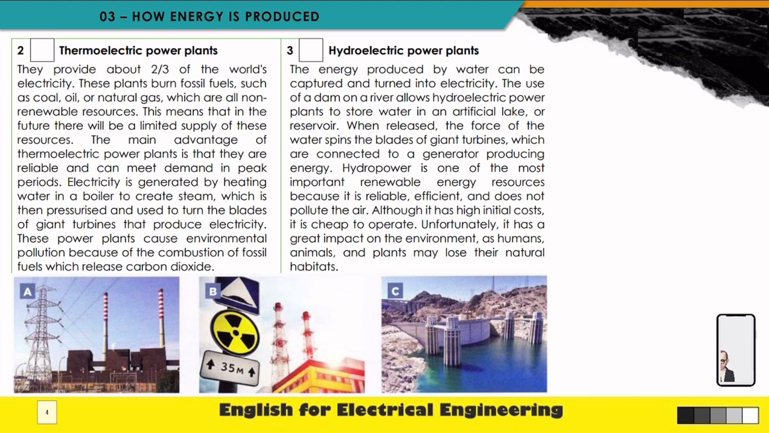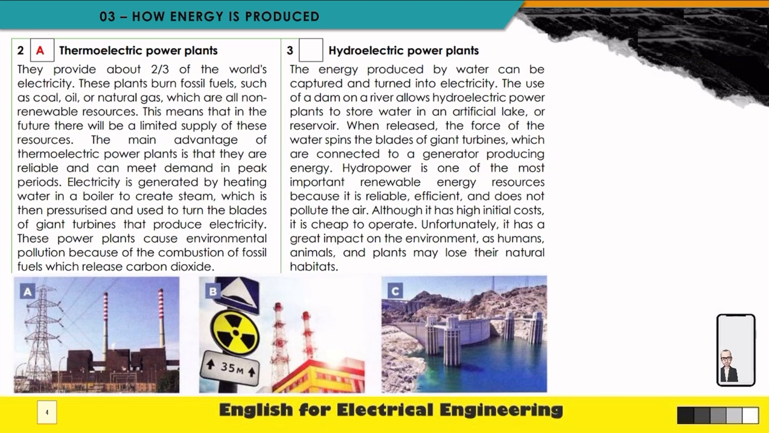All right, thermoelectric, this one was picture A, the one that you see right here. Okay, moving on to number 3, hydroelectric power plants. The energy produced by water can be captured and turned into electricity. The use of a dam on a river allows hydroelectric power plants to store water in an artificial lake or reservoir. When released, the force of the water spins the blades of giant turbines, which are connected to a generator producing energy.